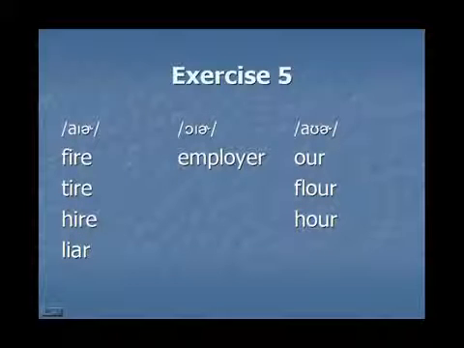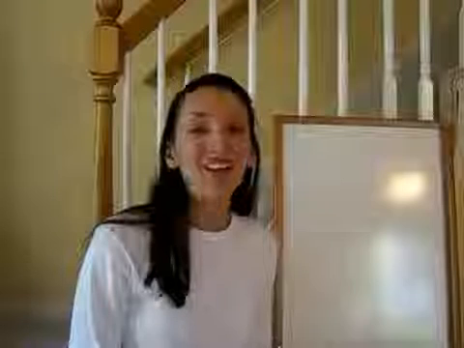Exercise 5. In these words, be sure to make the R sound a separate syllable. Here's group 1. All these words have 2 syllables. Repeat after me. Fire, tire, higher, liar. This word has 3 syllables. Repeat after me. Employer. In this last group, the words have 2 syllables. Repeat after me. Hour, flower, hour. Note that the first and the last word here sound exactly the same. They're just spelled differently. Let's try one more exercise.